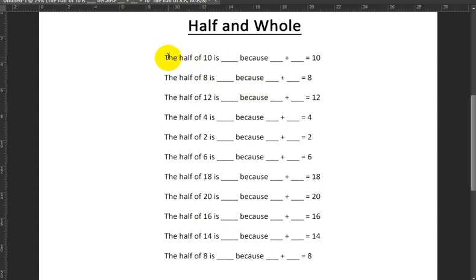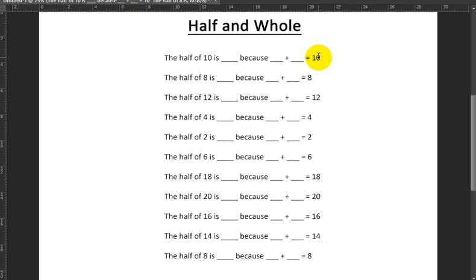In this first one, we see a sentence that says the half of 10 is blank. That's what we need to fill in. We need to find the half of 10, and then we need to write it because this number, whatever we find here, added to itself will give me 10. And this makes me think, okay, so what number, if I add it to itself, would give me 10?